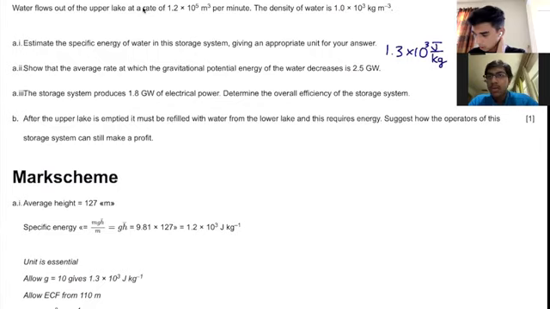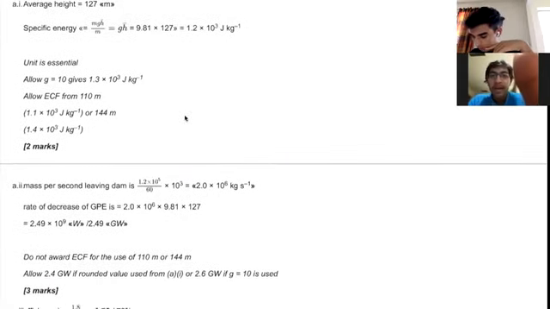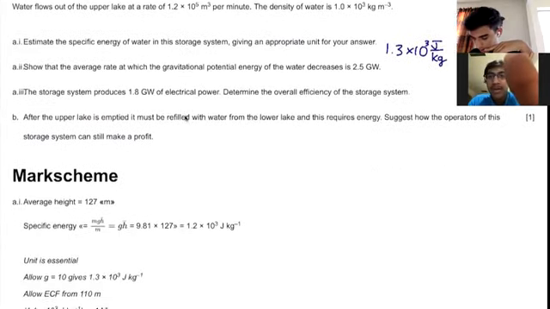Let's keep going. Let me check the mark scheme for that one. I'm pretty confident it's 72%. Yep, 1.8 over 2.5, 72%. Okay, all right. So now let's go back.